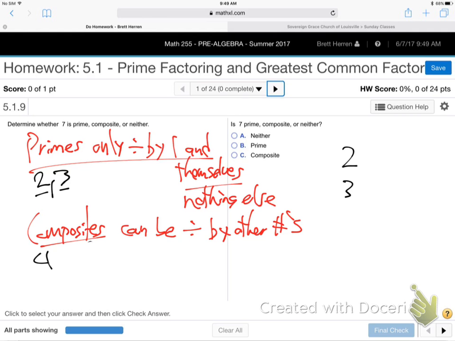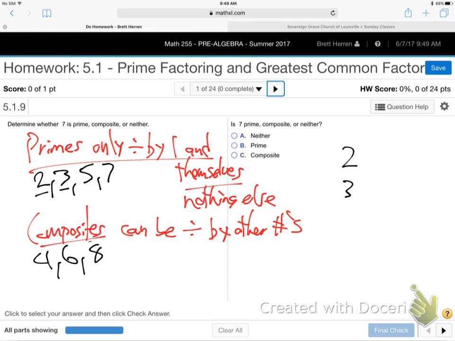We have 2, 3, 4. How about 5? Is 5 prime or composite? Prime. Can't make 5 out of anything else. He's pure. 6. Yeah, he's composed out of 2 times 3. 7. Prime. Pure. 8.